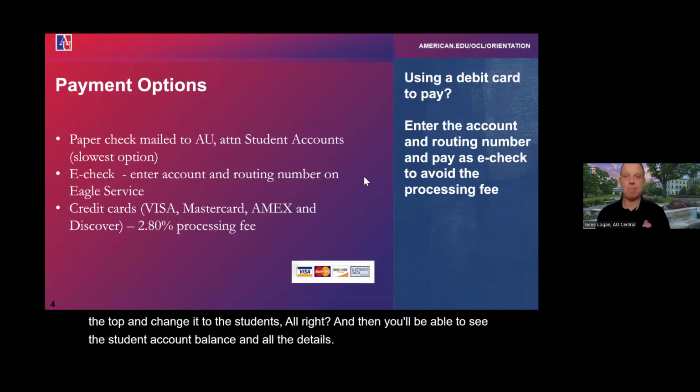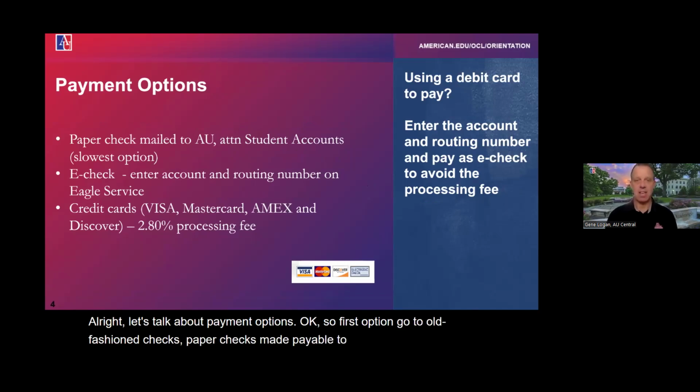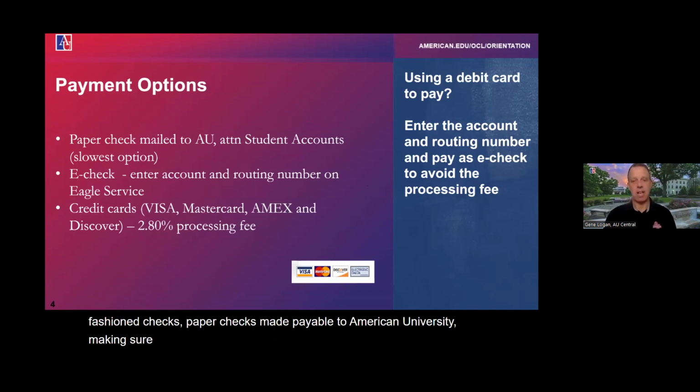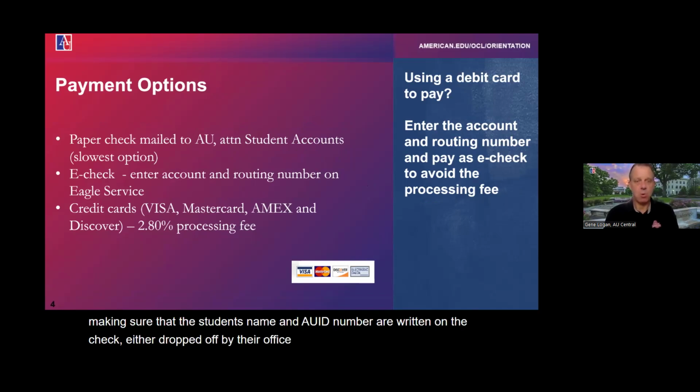All right, let's talk about payment options. Okay, so first option, good old-fashioned checks, paper checks, right? Made payable to American University, making sure that the student's name and AU ID number are written on the check, either dropped off at our office on campus or mailed to the attention of student accounts at the address of the university. Okay, it's the slowest option, but one that many of our families do.